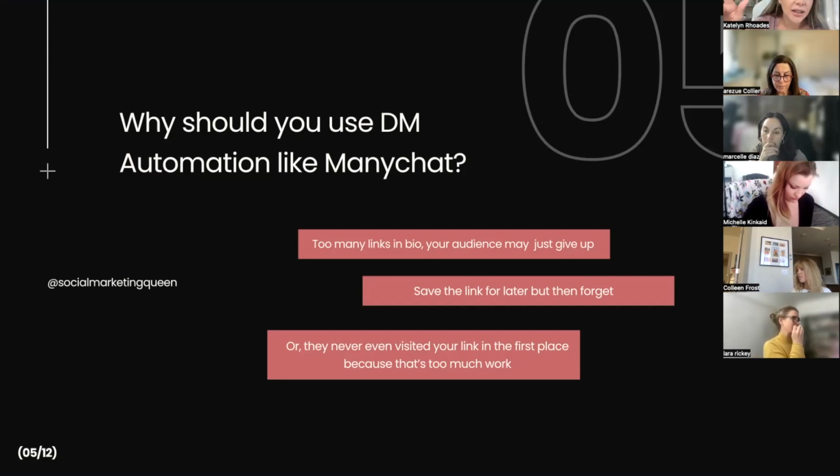Saving the link for later. A lot of people will save posts on Instagram, but the chances of them going back to that, I think I've saved so many inspirational reels and stuff. I don't even know where to find all of my saved stuff. I think it's under my settings. People save it and don't ever go back to it. Or they just won't visit your link in bio in the first place, because again, that is too much work for them. So these are like top 3 reasons why I would go with Manychat if you are thinking about doing it. And if you answered yes to any of those, then you obviously qualify to get on Manychat.